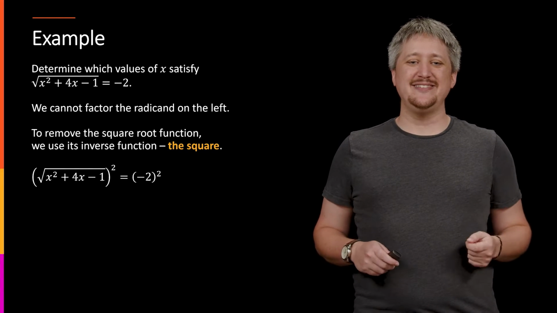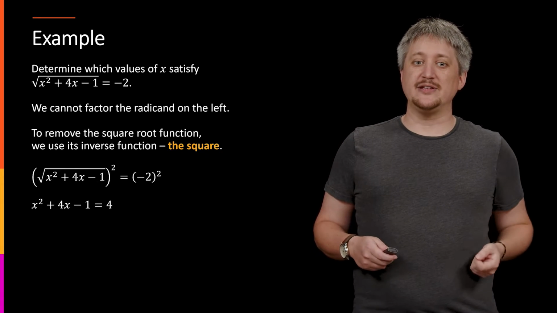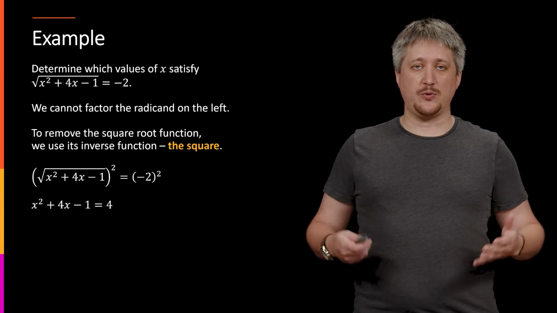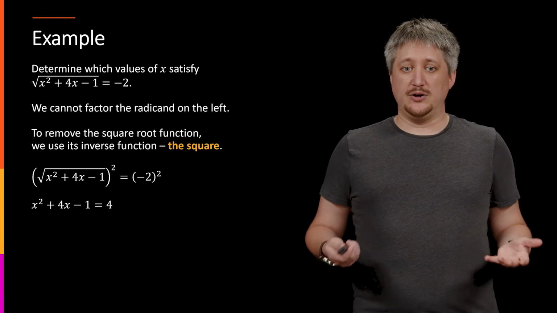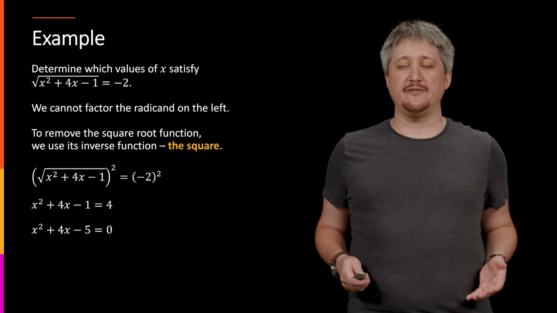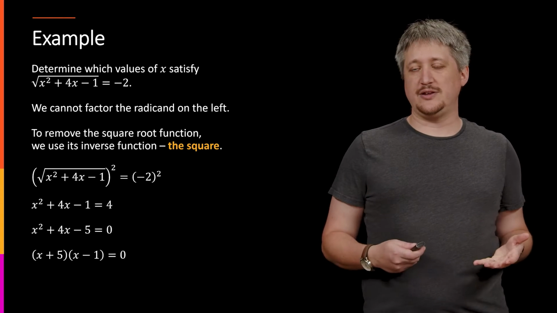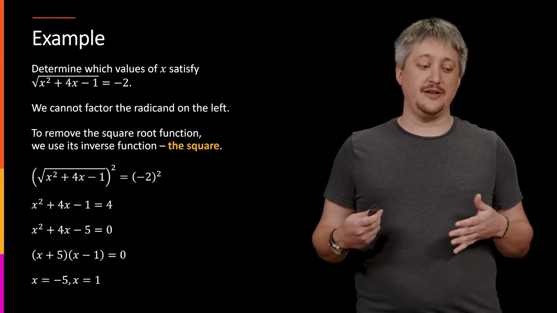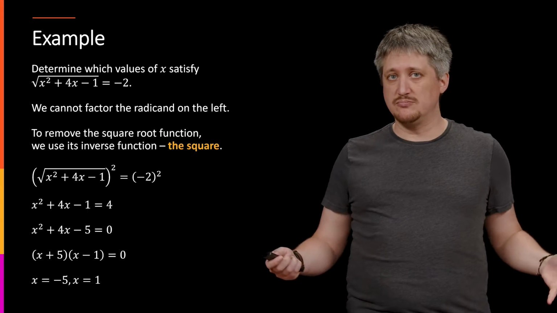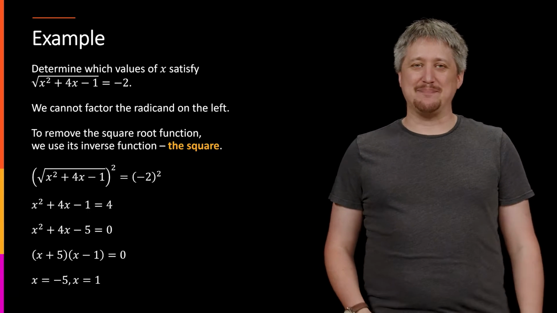So I square both sides. On the left, I'm going to lift the radical, meaning I get rid of it. The radical and the square undo each other. On the right, negative 2 squared is 4. Cool. Again, now I'm looking at a polynomial, so I can move the 4 over. Voila, I have something that's factorable. Factor it up. x plus 5, x minus 1 equals 0. That gets me that x is negative 5 and x is 1. Those are solutions. Not so bad, right? Perfect. Yes, this is a trap.